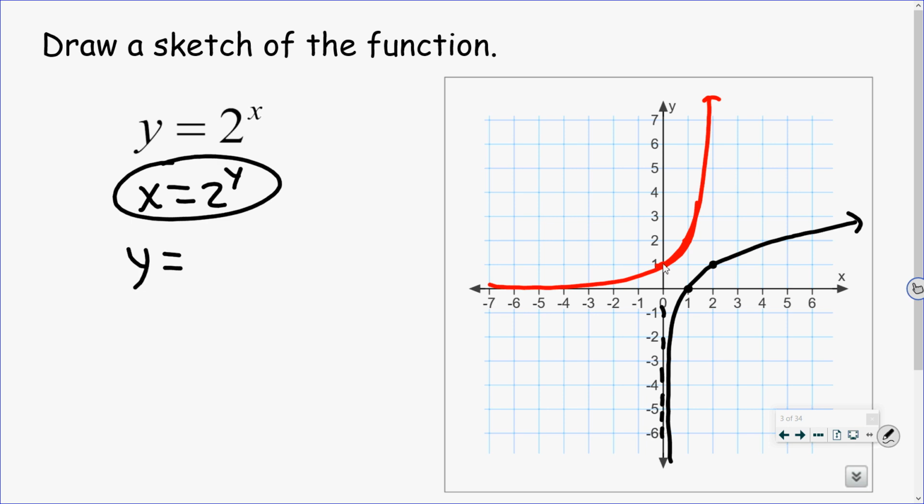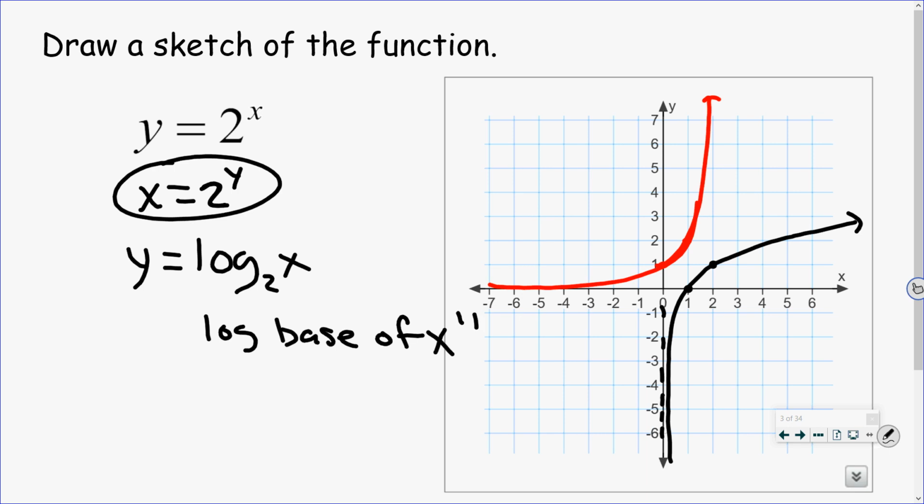Y equals log base 2, right? Because that's the base of my exponential up here, of x. So the way you write that out is y equals log base 2 of x. That's how you write that out. But those two mean the same thing. Like those are the same thing.